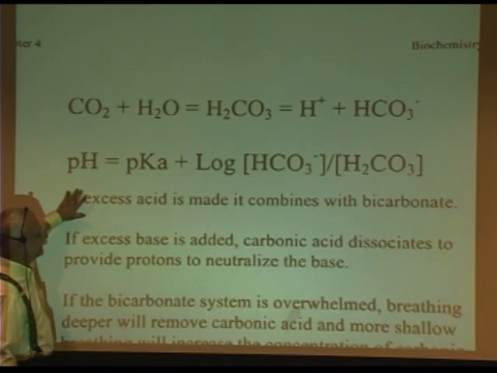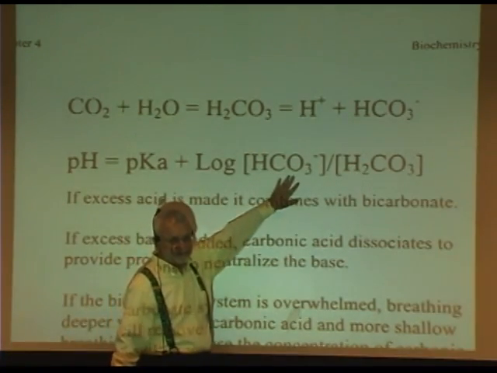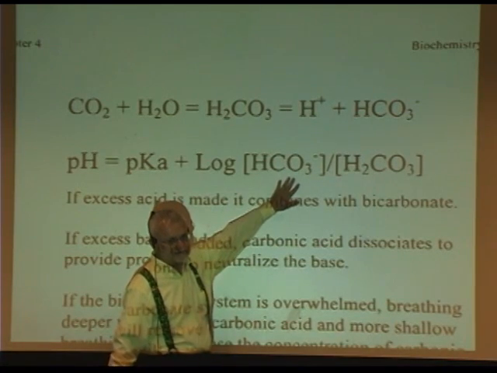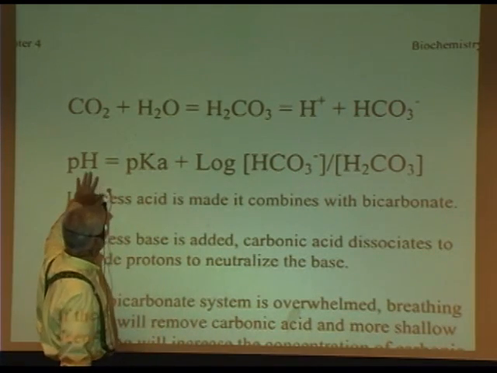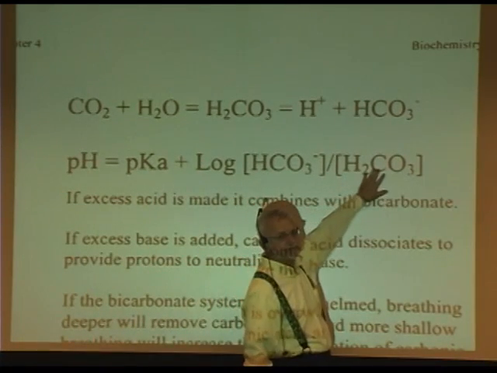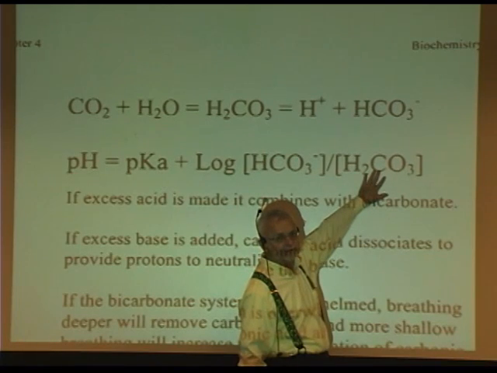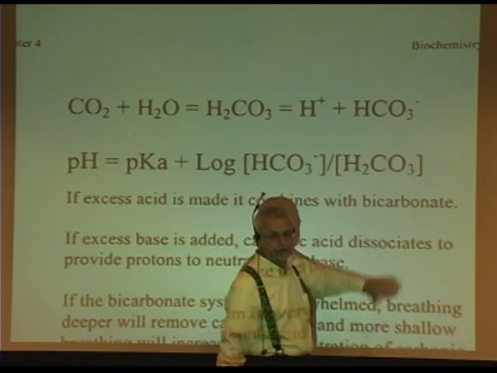How are we going to get the pH up? There's only one thing. Our kidney will make more bicarbonate, but it's going to take hours. How are we going to get the pH back up? Well, we can decrease carbonic acid. How do we decrease carbonic acid? We go into Kussmaul breathing.